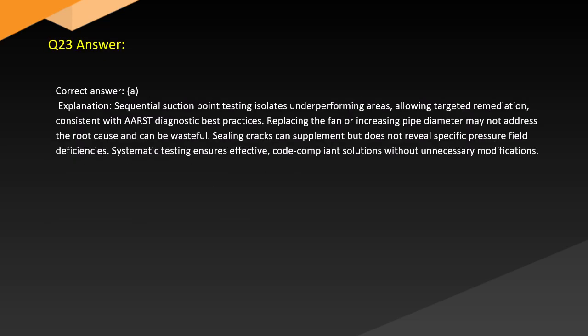Answer. Correct answer. A. Explanation. Sequential suction point testing isolates underperforming areas, allowing targeted remediation consistent with US diagnostic best practices. Replacing the fan or increasing pipe diameter may not address the root cause and can be wasteful. Sealing cracks can supplement but does not reveal specific pressure field deficiencies. Systematic testing ensures effective, code-compliant solutions without unnecessary modifications.